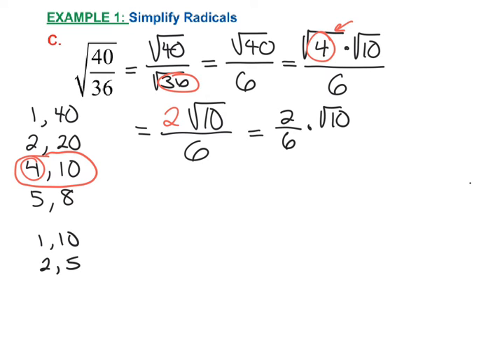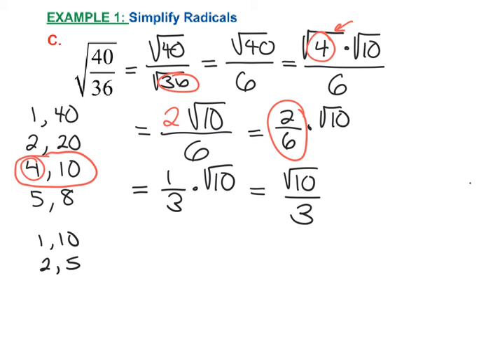2 over 6. Can that be simplified? Absolutely. 2 over 6 becomes 1/3. And we still have the square root of 10. And we can clean that up to say that the square root of 10 divided by 3 is the simplified form of the square root of 40 divided by 36.